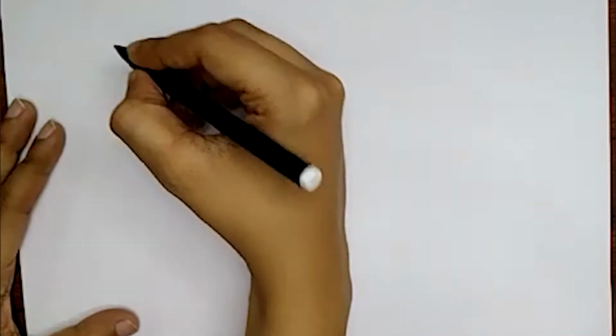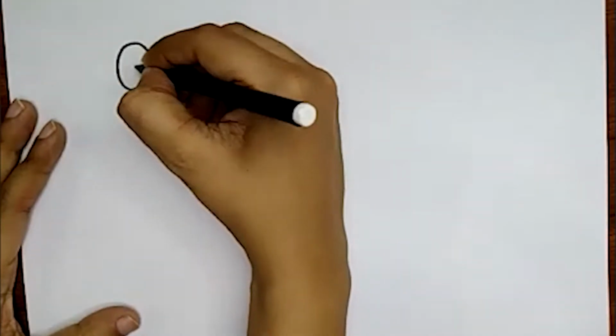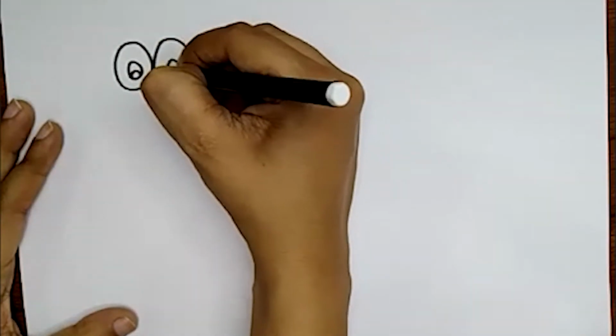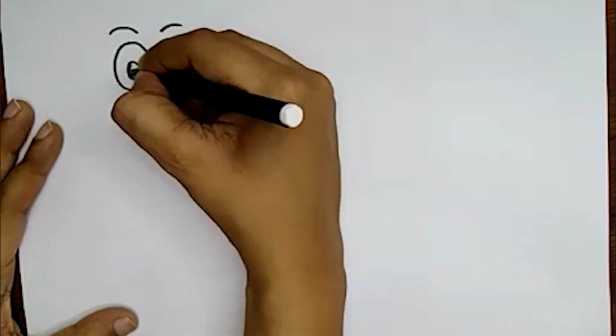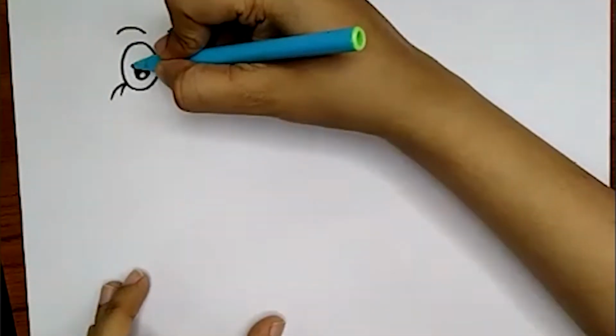We'll be drawing different types of cartoon eyes. Okay. And you can add colors to this. You can add a blue, green.